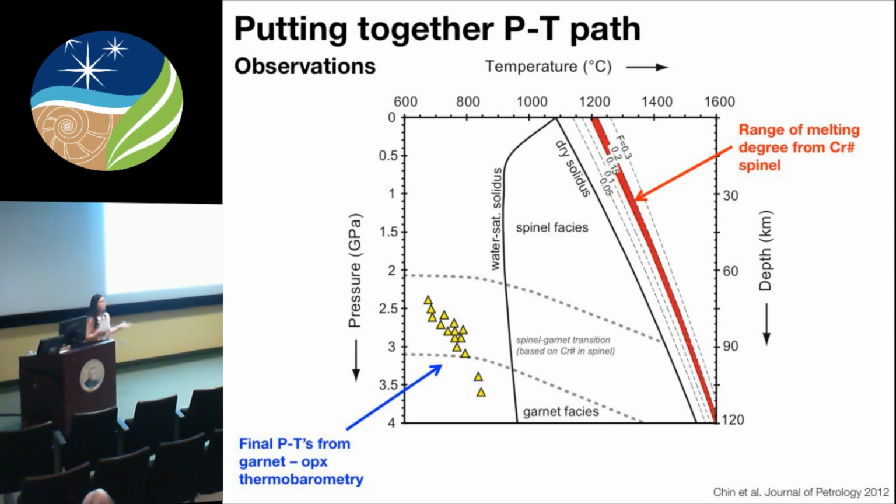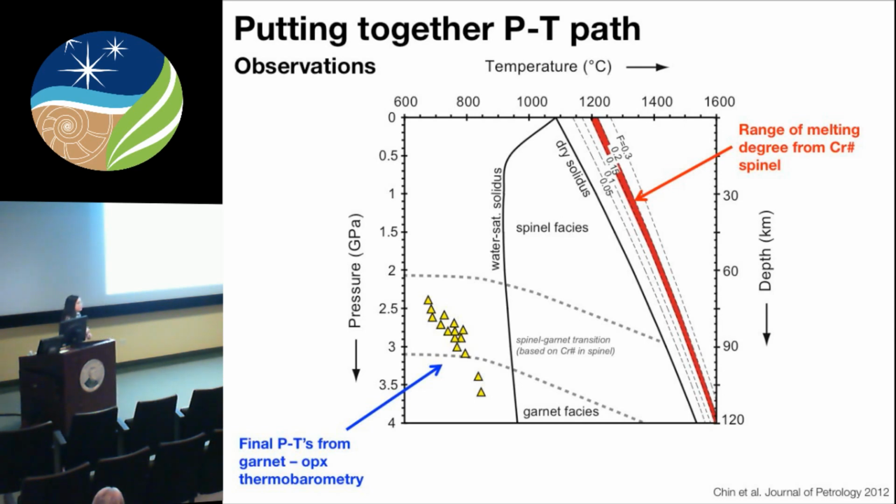Okay, so now we have two pieces of information, observations that we can put together and reconstruct the PT path of these lithospheric peridotites. So the first piece of information is that degree of melting from the chromium spinel data. And here on this PT plot, I'm showing just the dry solidus of the mantle peridotite, and these dashed lines are different contours of melting degree. And this red band is the range of melting that we would get from the observed chrome number, so 15 to 20% is that range.